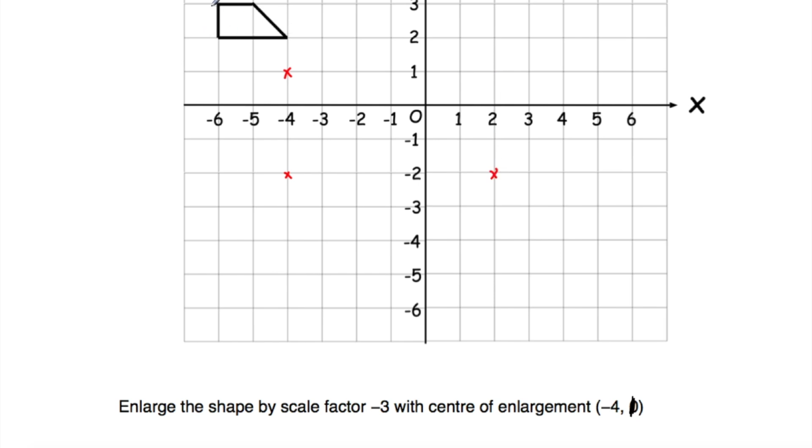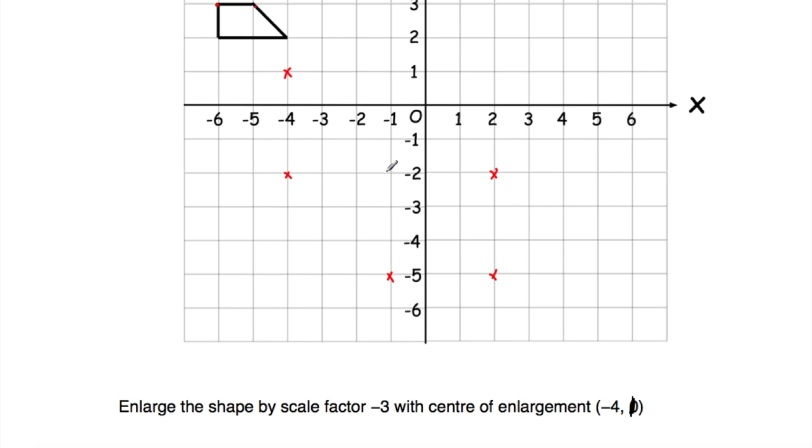So we've done these 2 points, now let's do this point here. That was 2 to the left and 2 up, so we're going to multiply by 3, 6 to the right and 6 down, so 1, 2, 3, 4, 5, 6, and 6 down, 1, 2, 3, 4, 5, 6, that's going to be there. And finally, this point here, it's 1 to the left and 3 up, so we're going to times that by 3, so it's going to be 3 to the right and 6 down. So 1, 2, 3 to the right and 6 down, 1, 2, 3, 4, 5, 6, that'll be there.